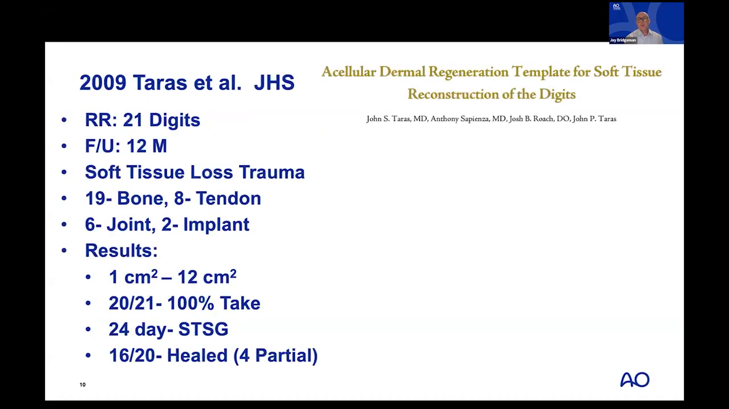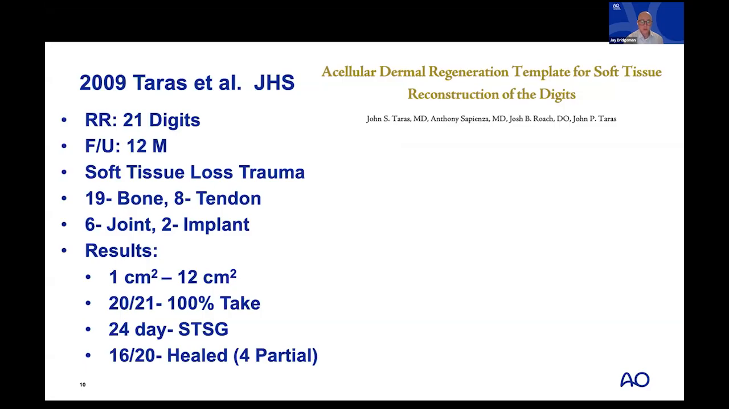So what are some of the evidence of the use in the hand? This is from 2009. Most of the papers that cover this are small retrospective reviews or case series, but this is a retrospective review of 21 digits with average follow-up of 12 months from the Journal of Hand Surgery. And these were traumatic wounds with combined soft tissue loss, in which 19 of 21 digits had bone exposed, 8 had tendon exposure, 6 had joint exposure, 2 had metal implant exposed in the wound.